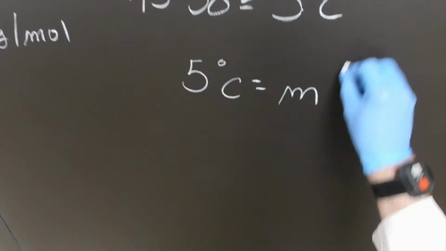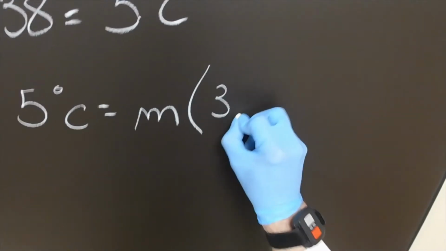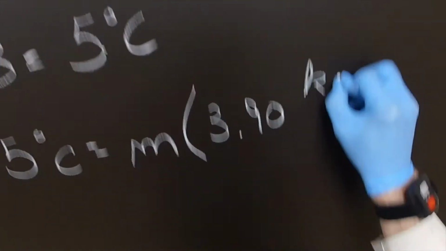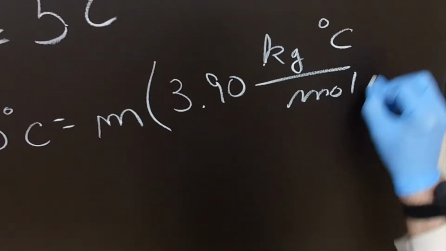So now 5 degrees C is equal to the concentration, the molar, actually the molal concentration, I'll define that in a second, the molal concentration times the freezing point depression constant for lauric acid, 3.90 kilograms degrees C over mole.